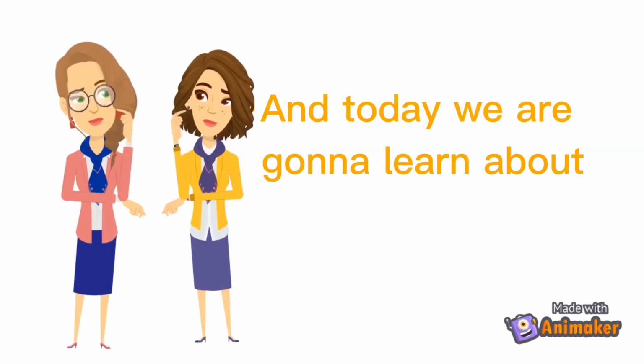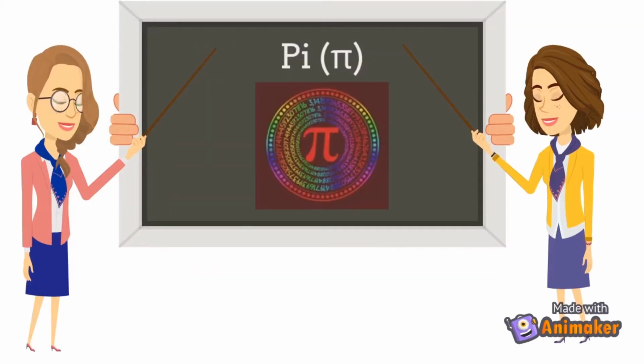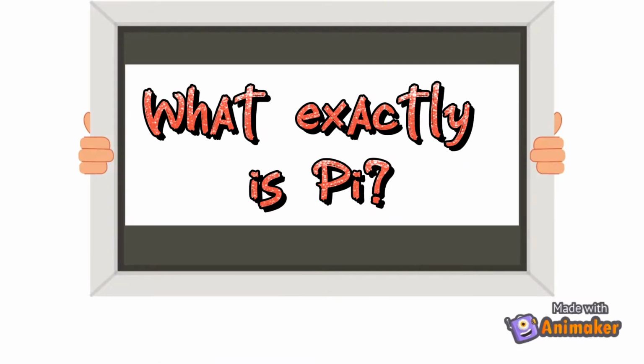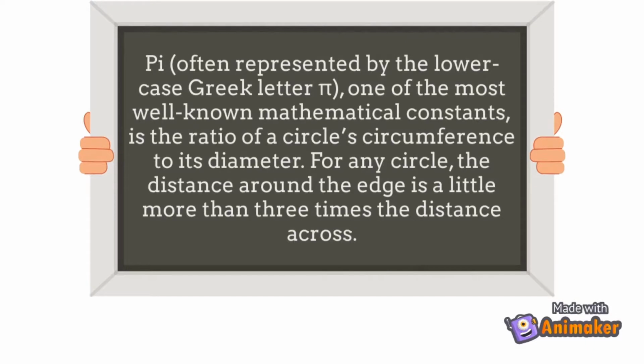And today we are gonna learn about pi. What exactly is pi? Pi, often represented by the lowercase Greek letter pi, one of the most well-known mathematical constants, is the ratio of a circle's circumference to its diameter. For any circle, the distance around the edge is a little more than 3 times the distance across.